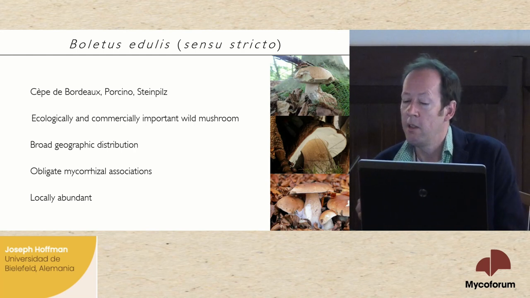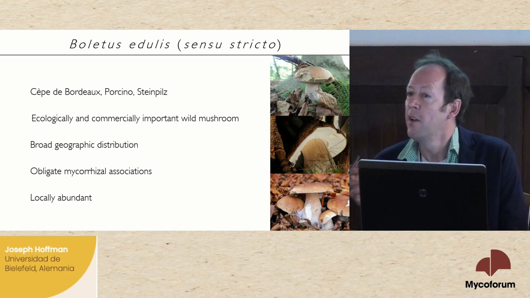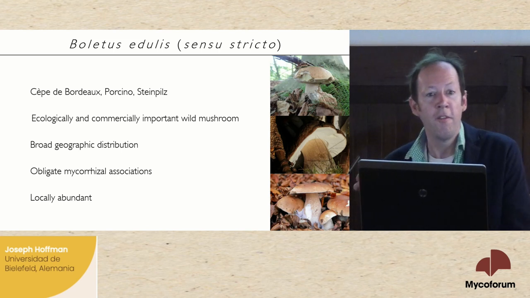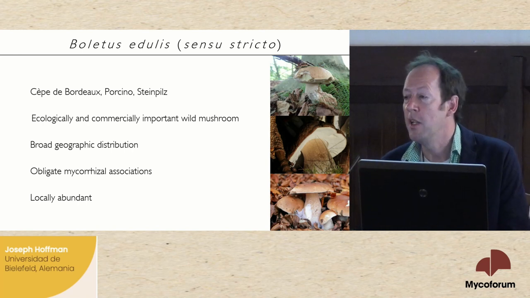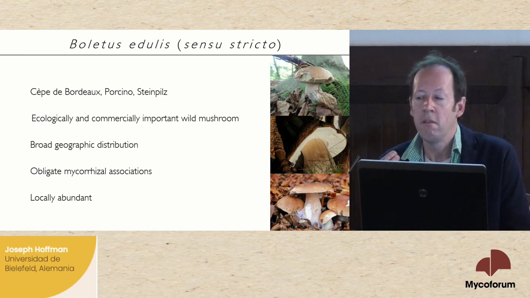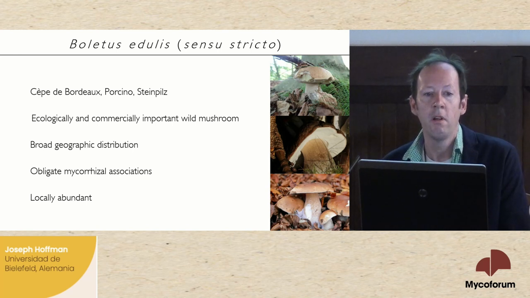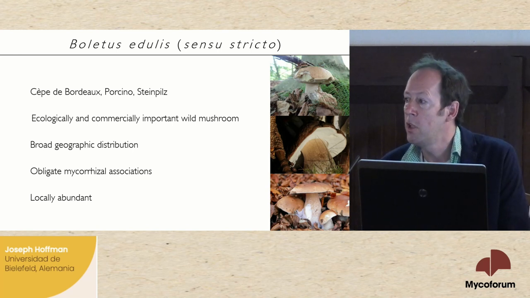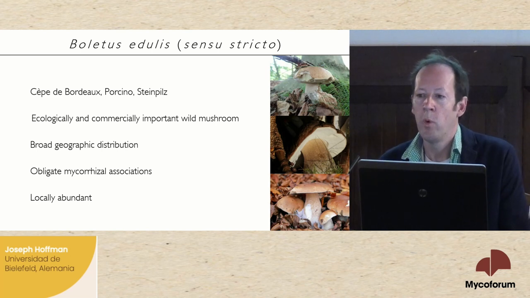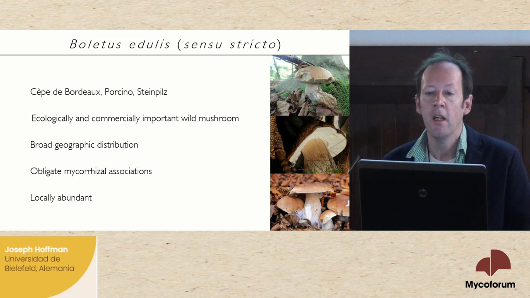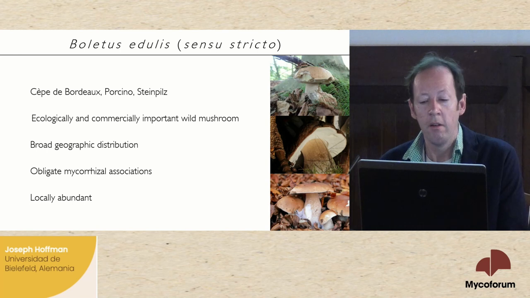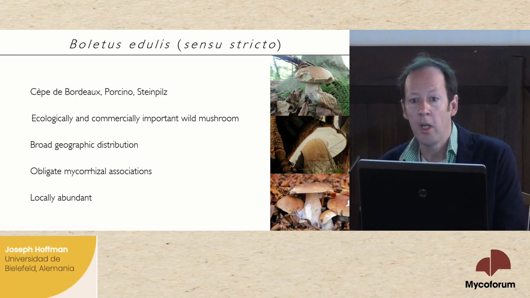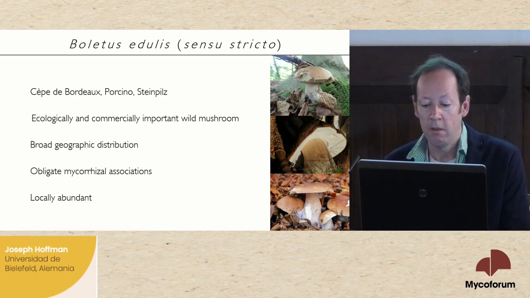So I come to the protagonist of the story now, and I'm sure many, if not all of you, are intimately familiar with this most beautiful and delectable mushroom, Boletus edulis. So it's ecologically and commercially important. It has a broad geographic distribution across the Northern Hemisphere, where it's associated with a number of different tree species. And importantly, where it's found, it tends to be locally abundant. And this facilitates the sampling of the sporocarps over space and time.